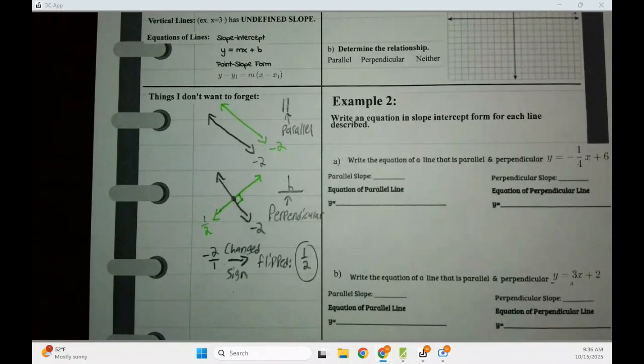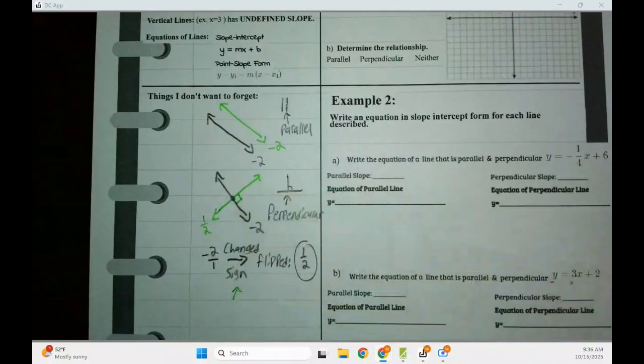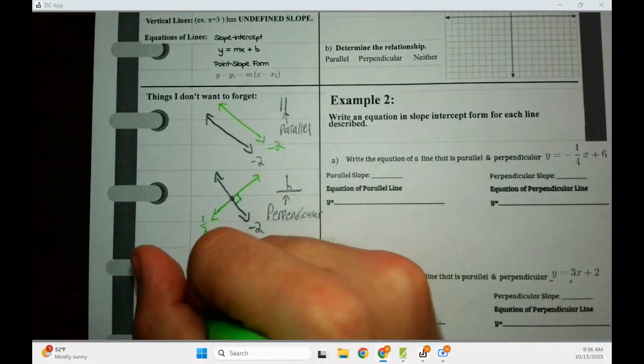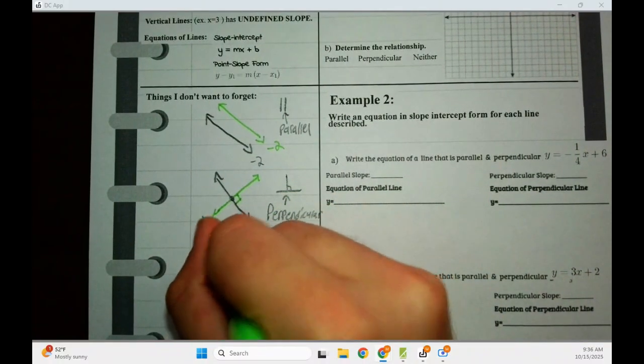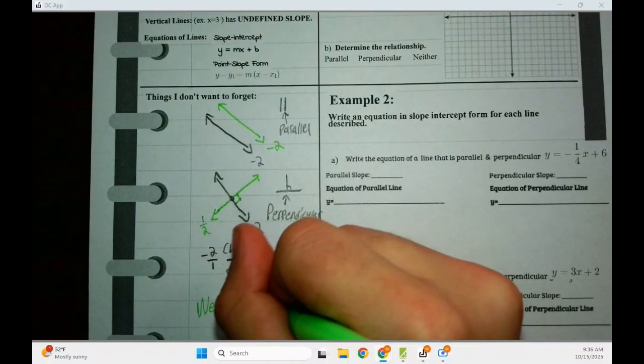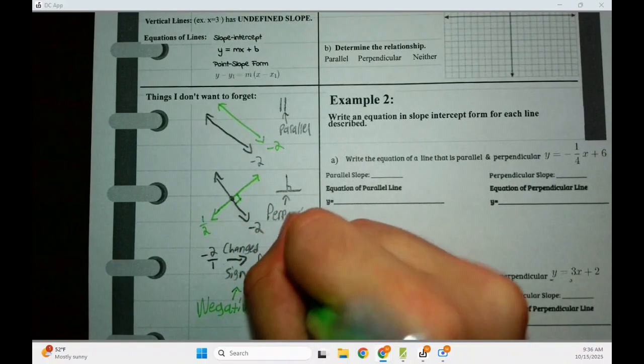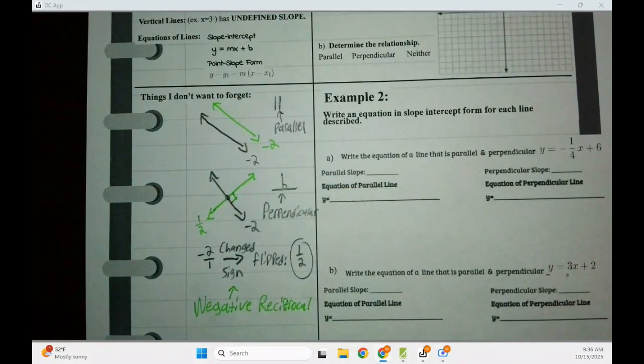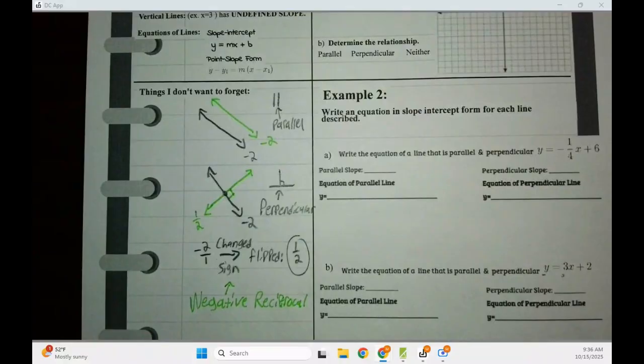Now, there is a name for this, too. This is the next new name for us with this slope. You might have seen this before, and if you have, that's awesome. If you've not, this is what I'm talking about. This process is called a negative reciprocal. It is a weird, fancy phrase for exactly what I have right there: change the sign and flip the fraction.